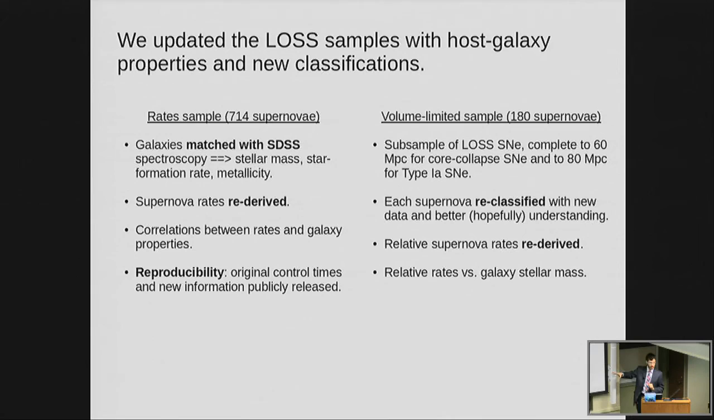Not absolute rates, meaning not rates per unit time, per unit mass, but out of all core collapse supernovae, what fraction are 1Bs, or 1Cs, or 1As? And so we rederive those rates. We reclassify each and every supernova in this subsample using additional data, spectra, and light curves that were collected after the initial classifications, and based on what we hope is a better understanding of supernova physics and classification.